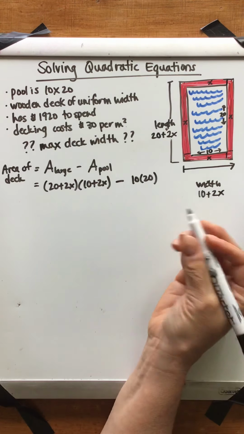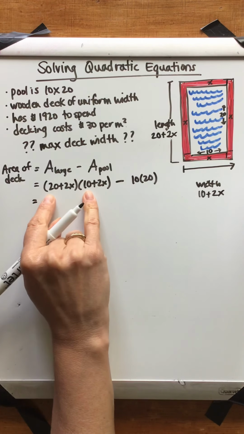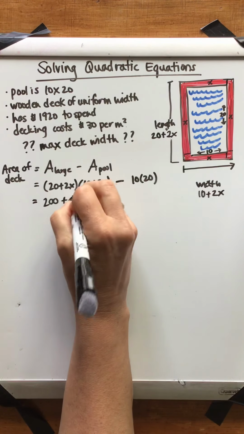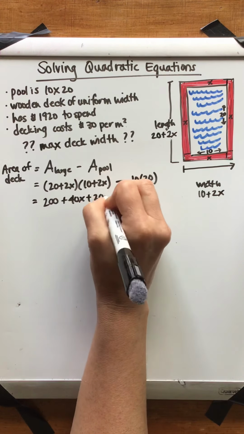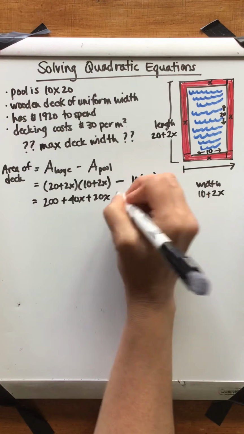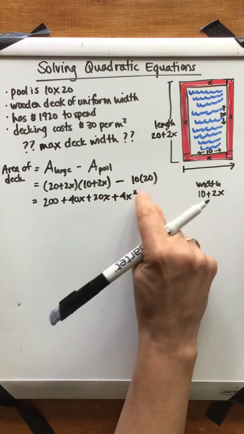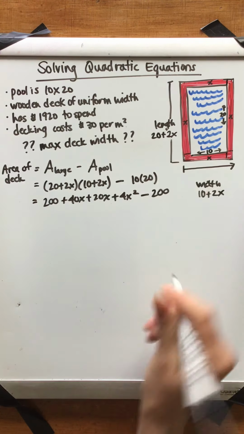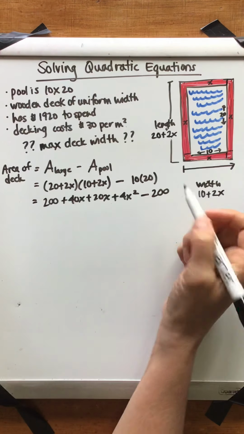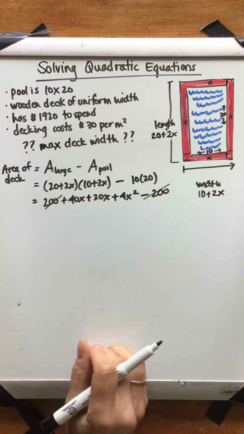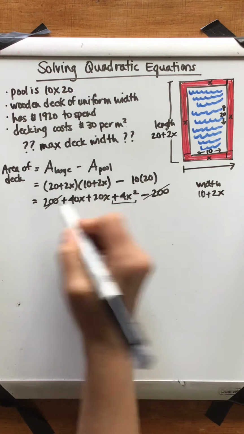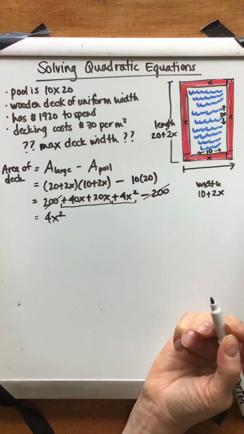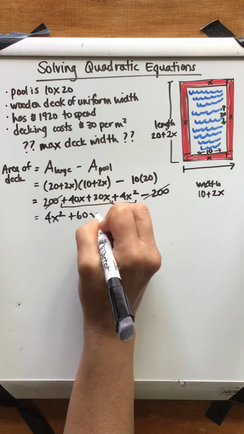Let's expand this out and collect like terms. So if we use FOIL, we have 200 for the first term. Our outsides will give us 40x. Our insides will give us 20x, and our lasts will give us 4x squared. And then from that, we're going to subtract 10 times 20, which is 200. So if we start collecting like terms, we're going to notice that the 200s perfectly cancel each other out. We're left with an x squared term. Let's write it first. And then we're left with some x terms that can be collected to give us 60x.